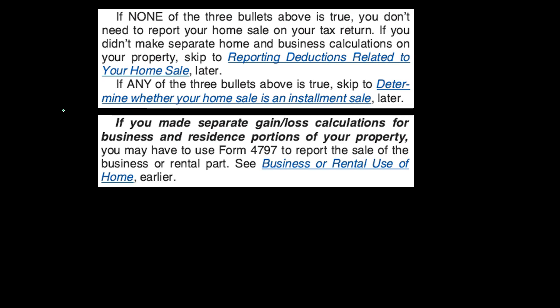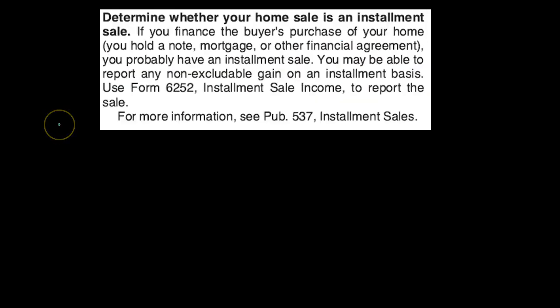You may have to use Form 4797 to report the sale of the business or rental part. So for that, it would be more of a business type sale for the business or rental part, as we've discussed in prior presentations. Then we want to see business or rental use home that we've talked about or looked at earlier. Determine whether your home sale is an installment sale. So now we want to think about, well, is it an installment sale?